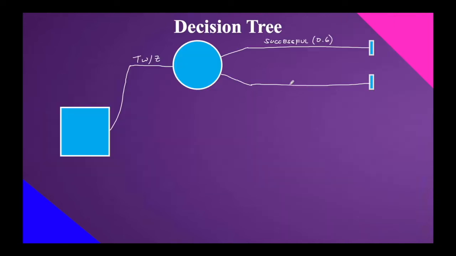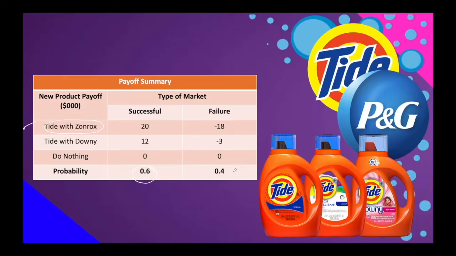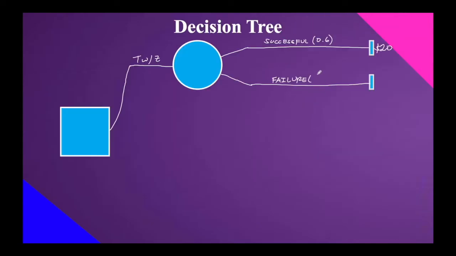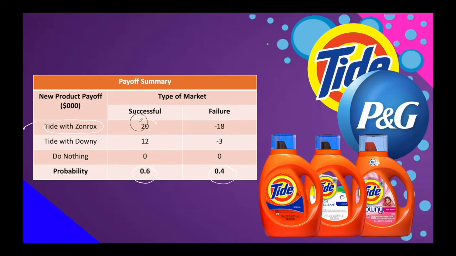Okay, now, next nyan, dito po sa gilid ay yung mga payoff. Now, we have here payoff na $20. Okay, $20 na payoff. If our Tide with Sunrocks is a failure naman, ano ang probability ng failure? 0.4. So, let's have here 0.4. And the payoff. Payoff natin, okay na tong 20, nailagay na.